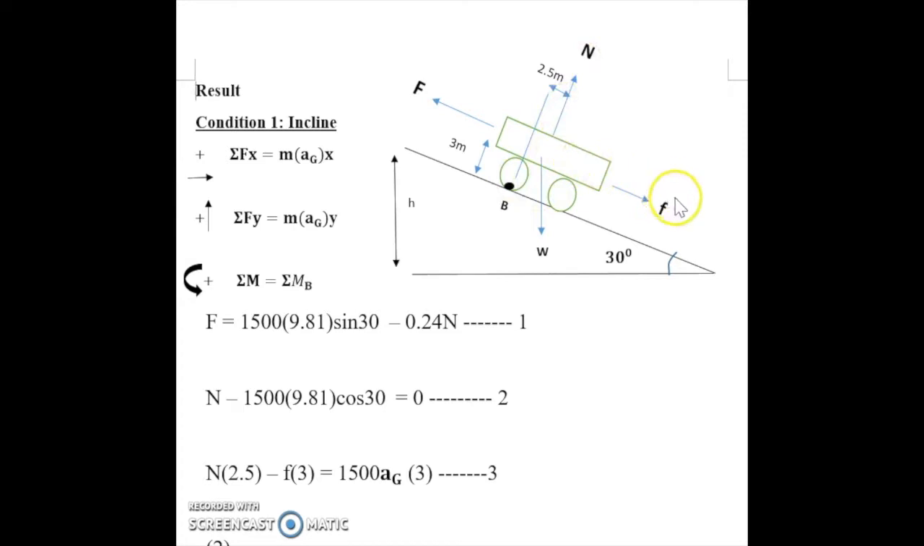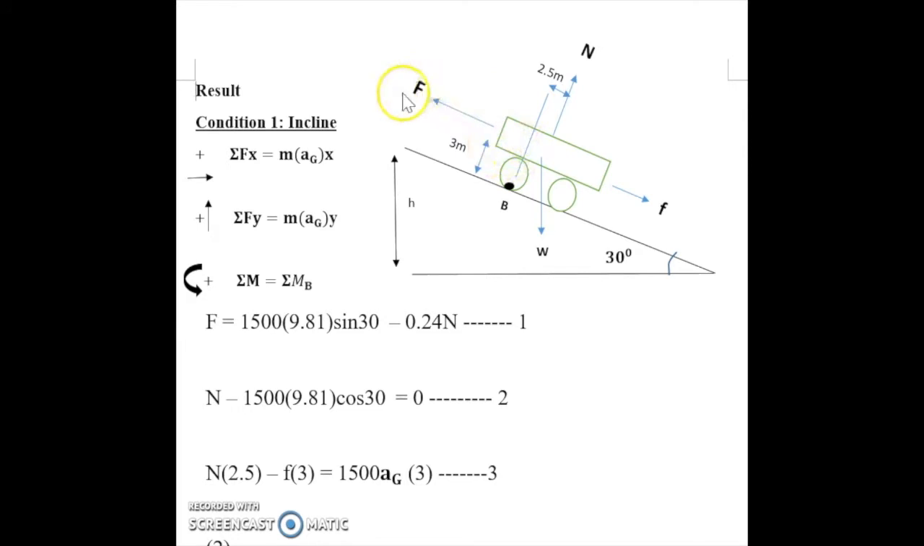As you can see, this is the small f, which is the force that causes the car to move forward, caused by the weight of the car. If we adjust this force into the x-axis, then there is a force acting on the car that causes it to move forward. And there is a big F. Big F is the frictional force, which acts backward.